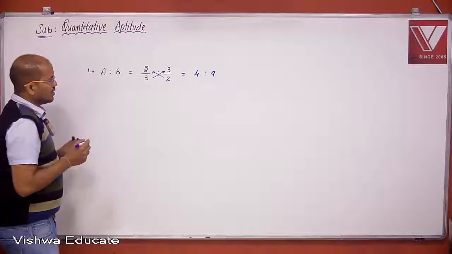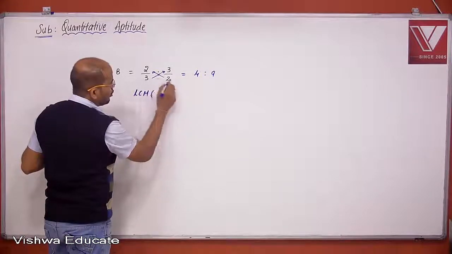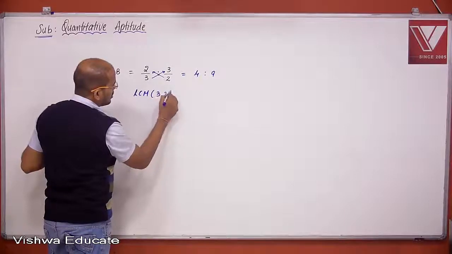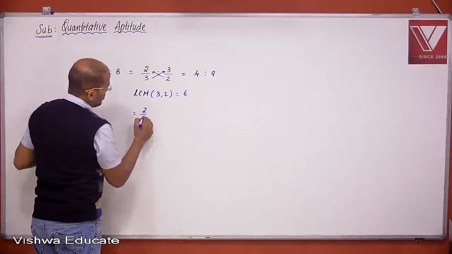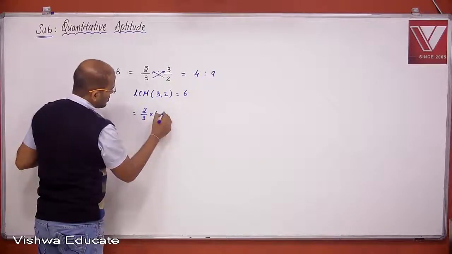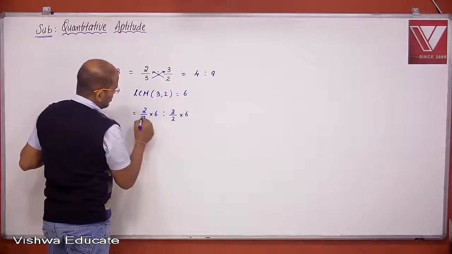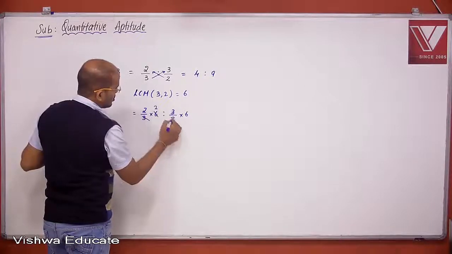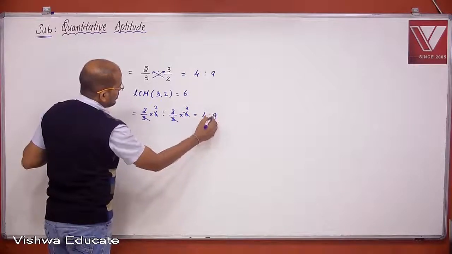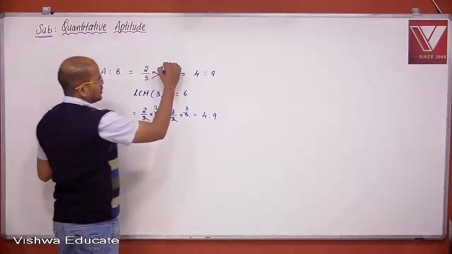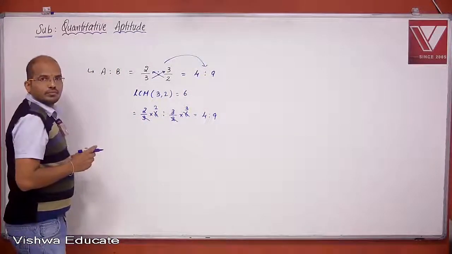How did you get that? The LCM of denominators 3, 2 is 6. So it would be 2/3 times 6 is 4, 3/2 times 6 is 9. This is 4:9. This is one way of doing it.